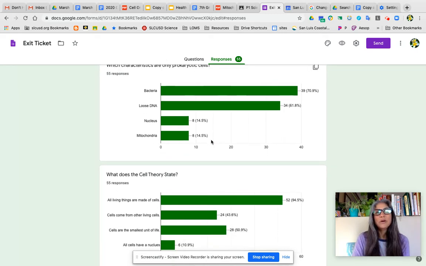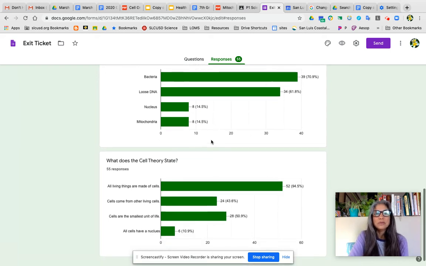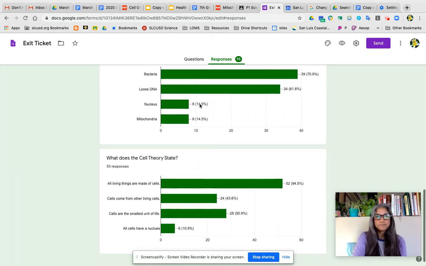Remember, you are a eukaryote. You do have a nucleus. Prokaryotes, like bacteria, their DNA is loose in the cell. Looks like most of the people who responded got that.